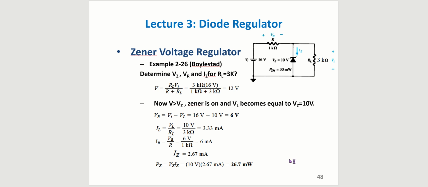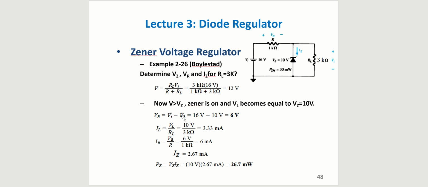So a Zener voltage regulator requires more voltage than what is mentioned on it for current to be allowed to flow through it. Like 10 volts is mentioned here, and 12 volts is given. This means that this would allow current to flow through it. Now V is greater than VZ, so the Zener is on, and VL becomes equal to VZ, which is equal to 10. So the Zener diode regulator becomes on, and it would allow 10 volts across it.